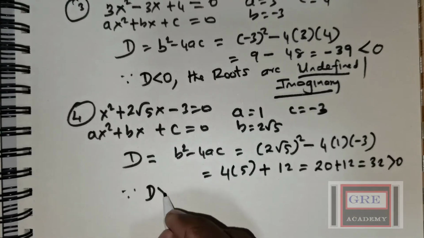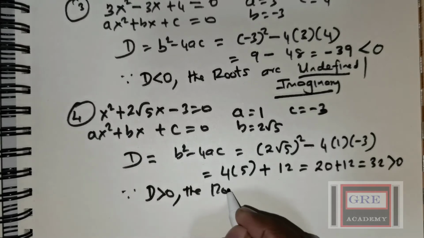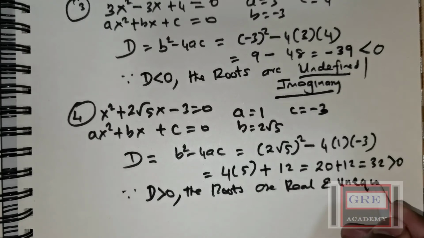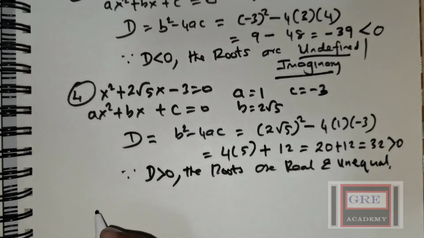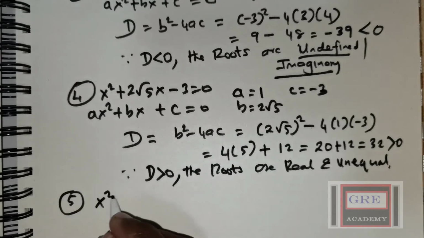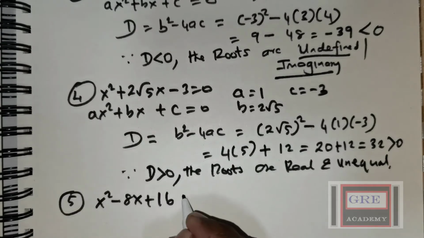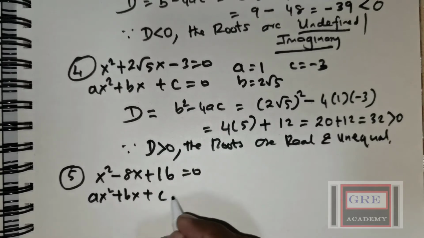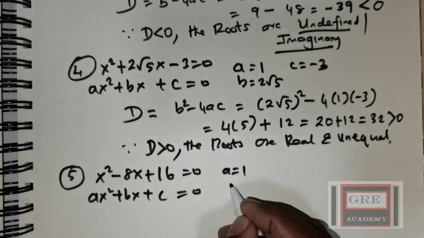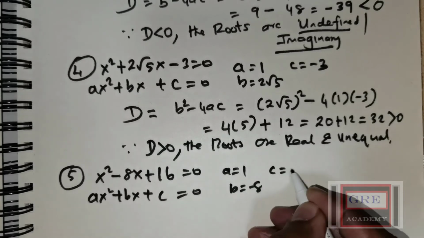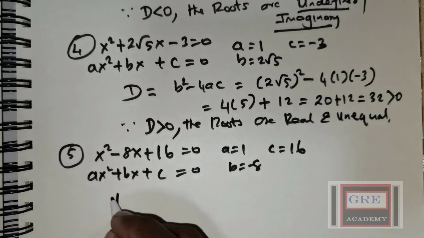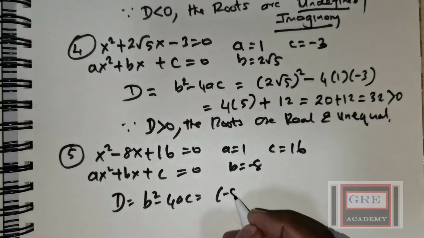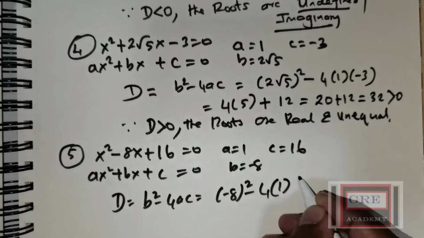So since D is greater than 0, the roots are real and unequal. Okay, that's an important point. Now question number 5: x squared − 8x + 16 = 0. Use ax² + bx + c = 0. A will be 1, b will be −8, c will be 16. And find the discriminant.